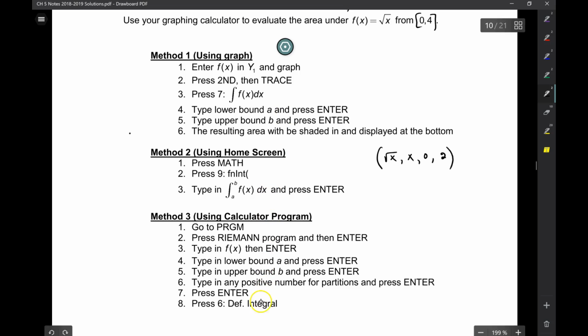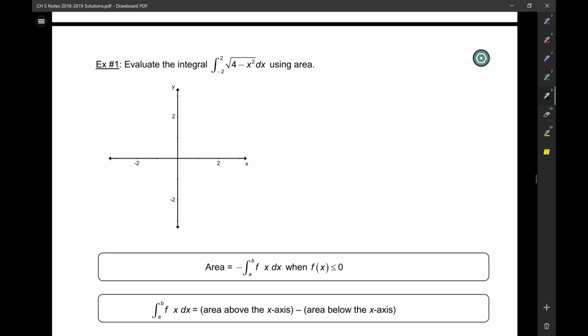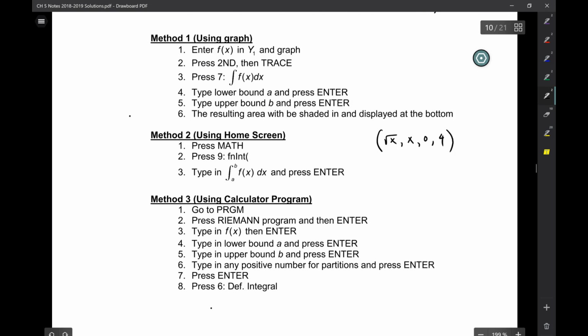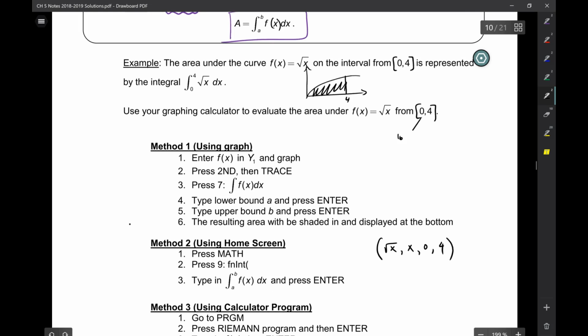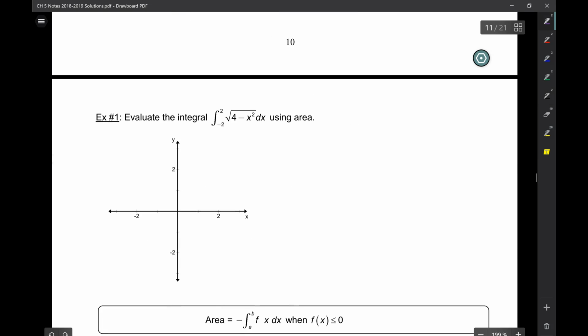No, I got 1.8. Oh wait, it was 0 to 4. No wonder, of course you would get about half the area from 0 to 2. Okay, 0 to 4. Correct, it was 5.333. So just remember that this is the lower bound and this is the upper bound. I need to revise this next year if I'm teaching this again for TI Inspires.